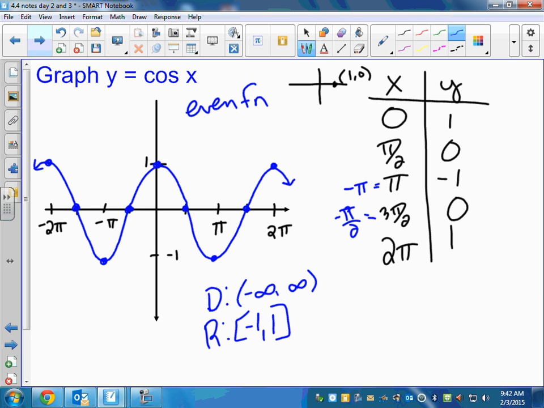Okay, so obviously I can't just give you sine and cosine to graph over and over again. So we want to talk about changing them, transformations, what happens. Everybody okay with that? So let's start.